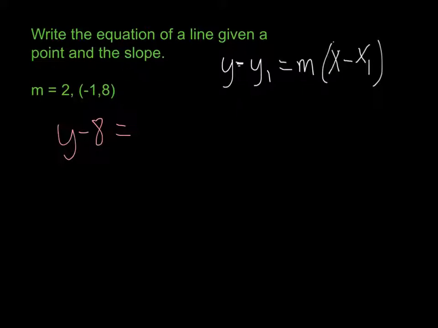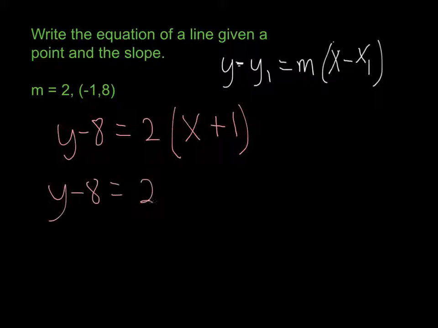So we're going to take -1 and 8 and plug them in, and take m and plug it in. And we got x minus -1, so that's going to turn into x plus 1. So we plug in, we distribute, and then we add.